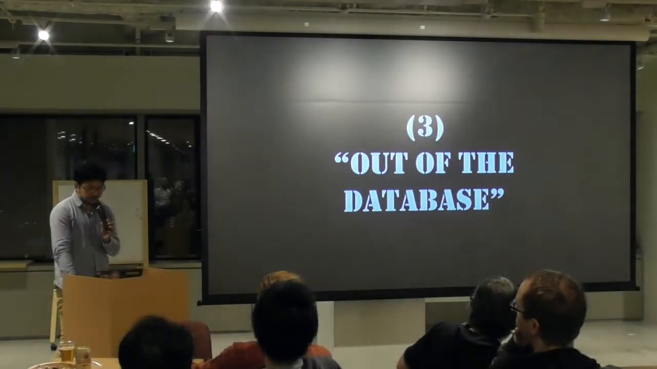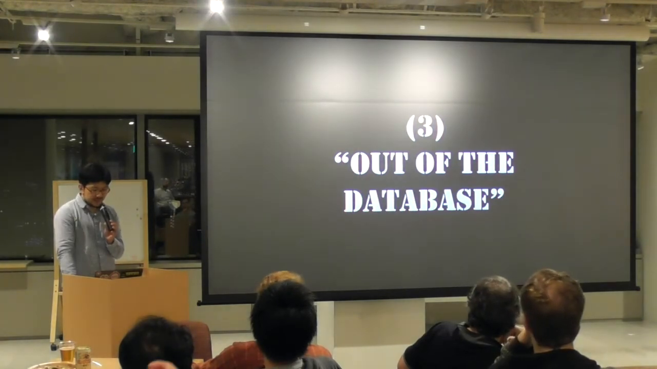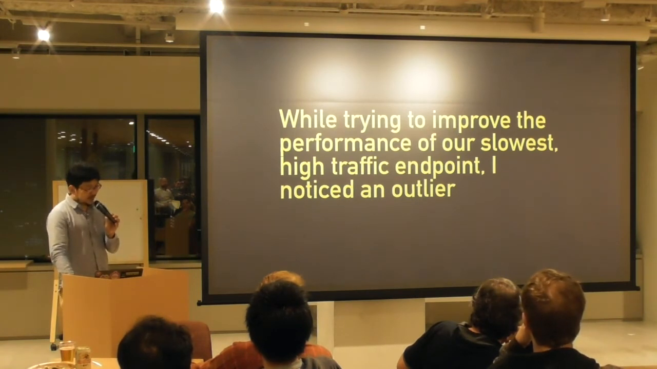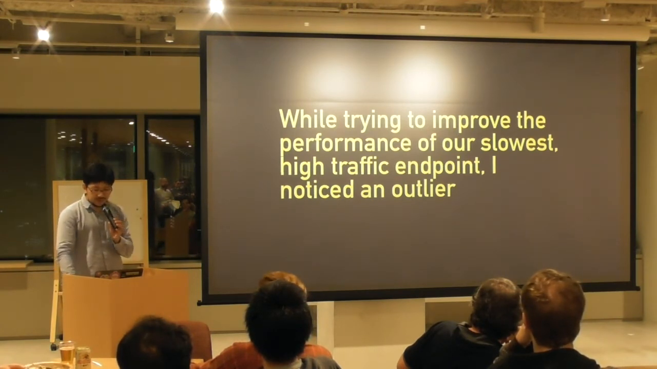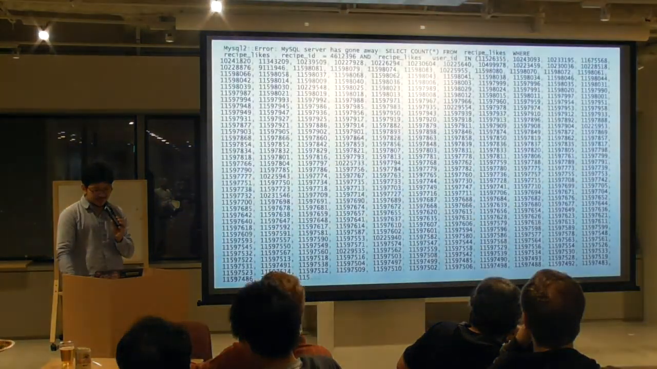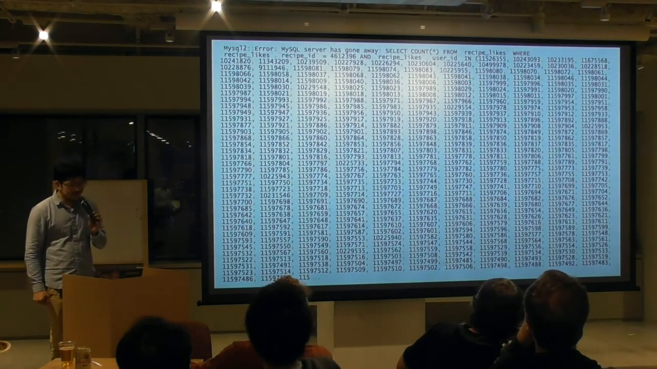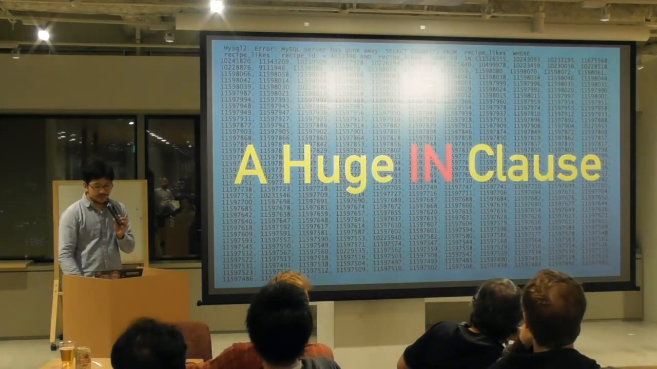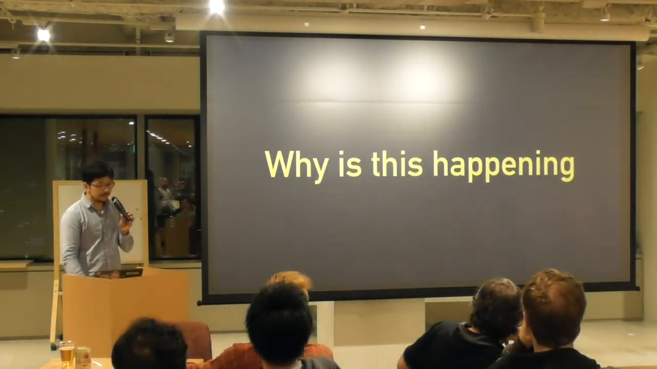So last one, out of the database. Yet again, another high traffic endpoint, which is pretty slow. I was looking at the query logs again, and I noticed this little error. As you can see, there's actually a really huge IN clause there. This is not good. So why is this happening?